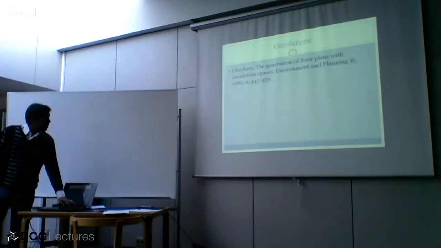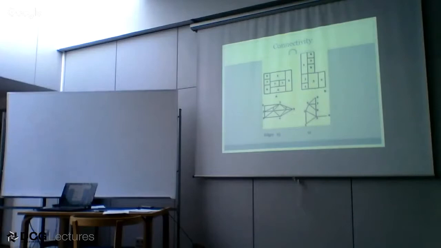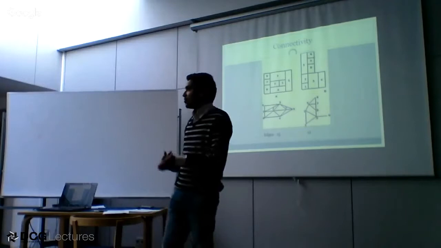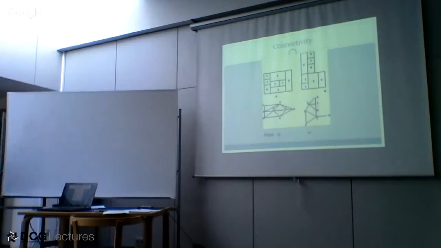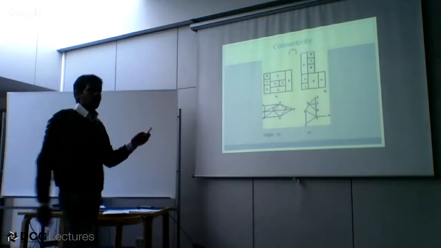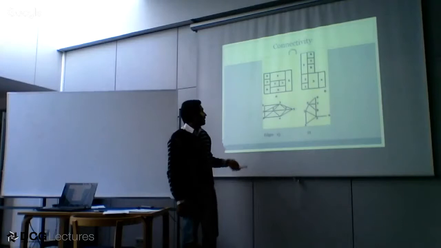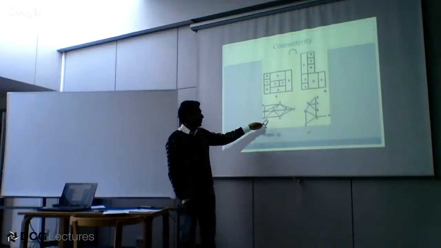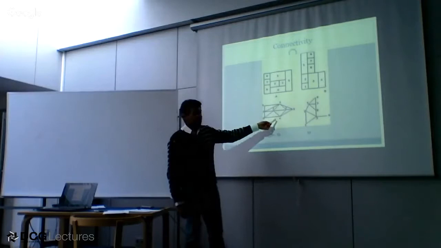Now, the connectivity of the floor plan. Suppose we have two floor plans, then on what basis can we say that one is more connected and one is less connected? We need to define some criteria, and there exist many ways to compare. One way to compare the connectivity of two floor plans is by comparing the number of edges in their adjacency graphs. Suppose here we have two floor plans. You draw the graph corresponding to both floor plans, then you count the number of edges. Here it's 15, here it's 11. So you say that this one is more connected than this one.